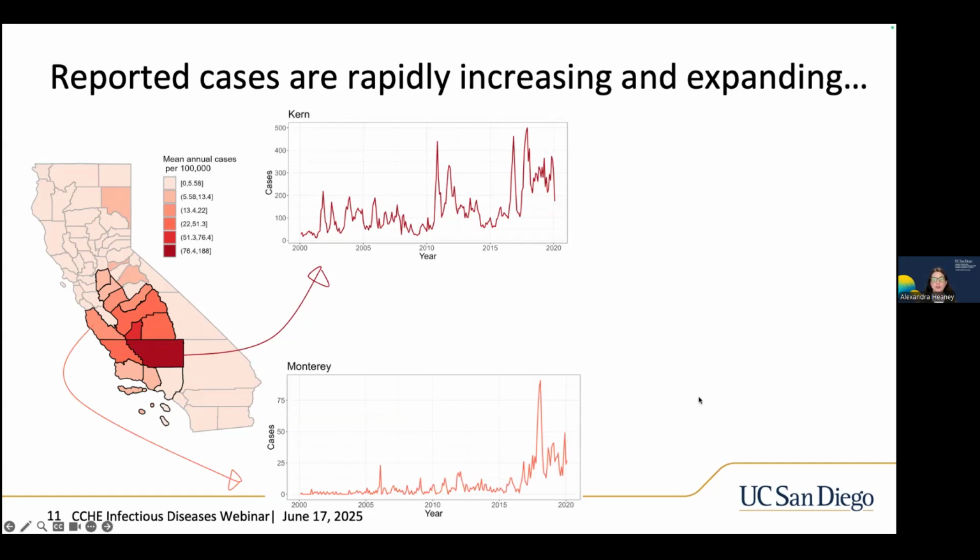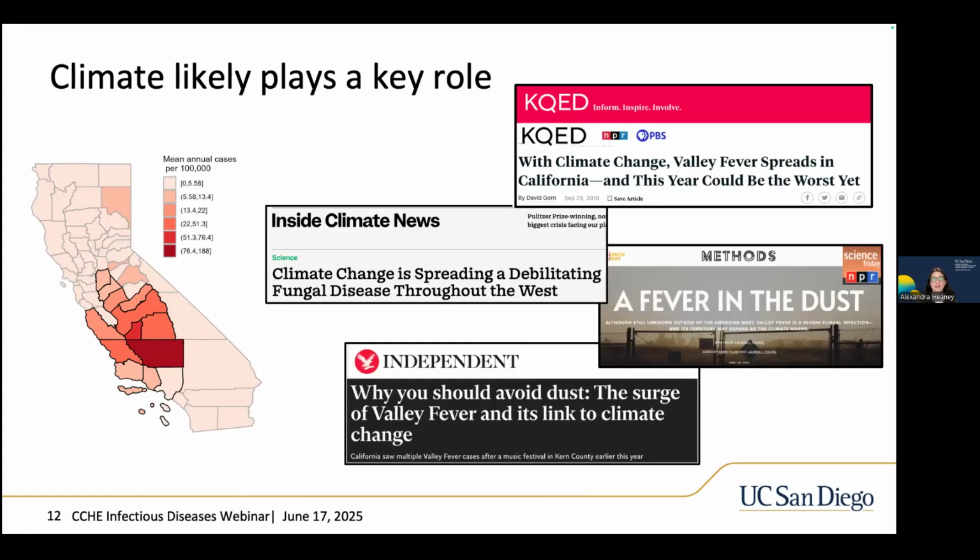So these trends have all led us and many others to ask what factors are driving these increases in cases and in the geographic distribution of valley fever across California. And thanks to our work and the work of many other fantastic researchers, we are all pretty sure at this point that climate variability and climate change is playing an important role in this increase and expansion, which has garnered significant news coverage over the past several years.